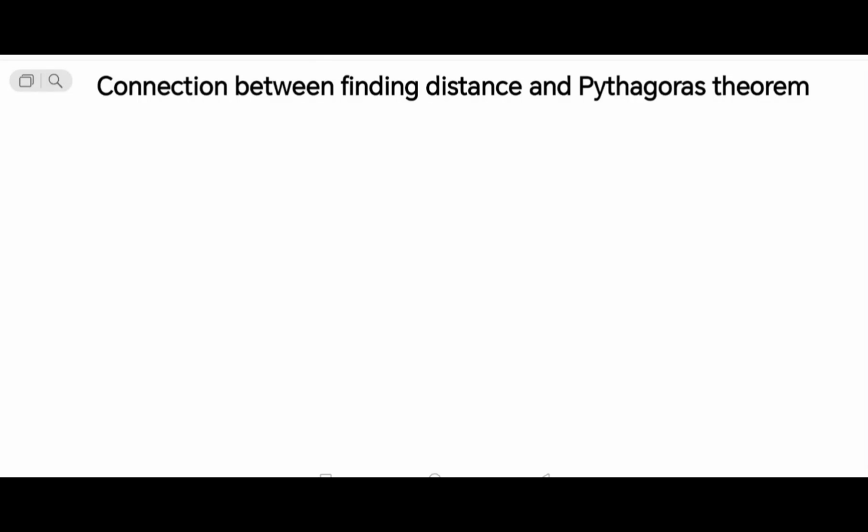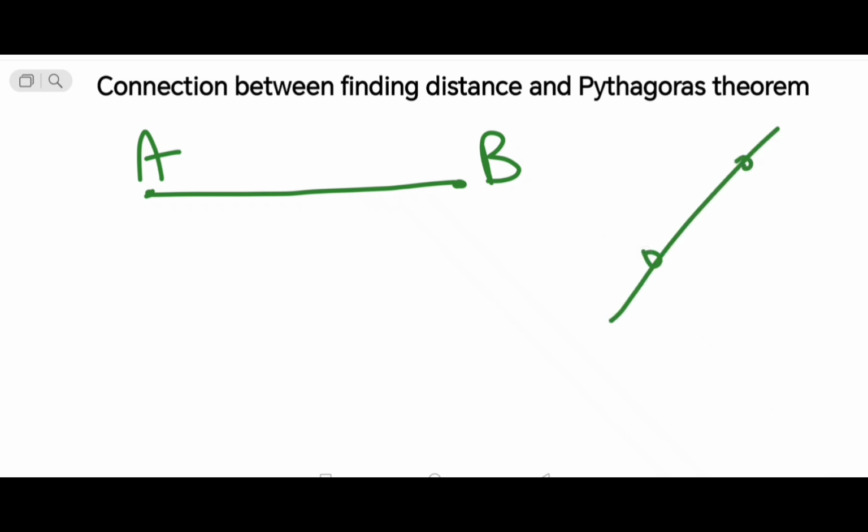Today we are going to learn the connection between finding the distance between 2 points and Pythagoras theorem. For example, there are 2 points. This is point A, point B. These points can be anywhere on the graph, or on the grid. What is the distance between point A and B? So we can use the distance formula.